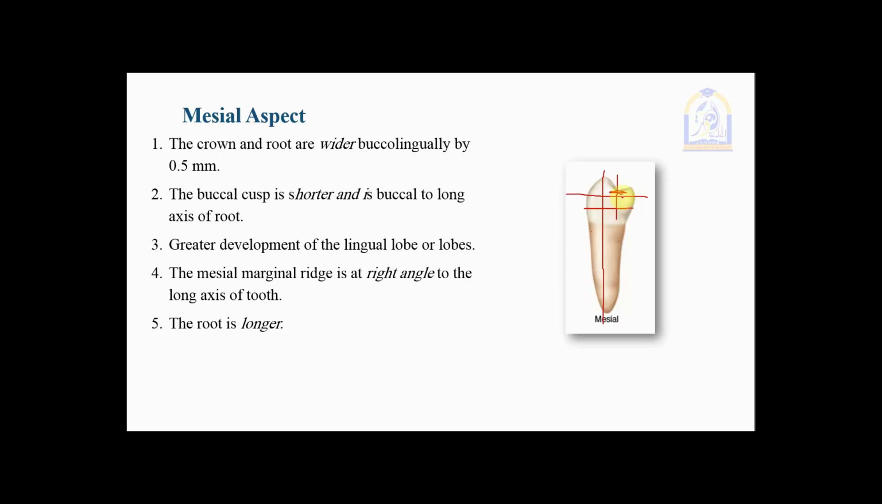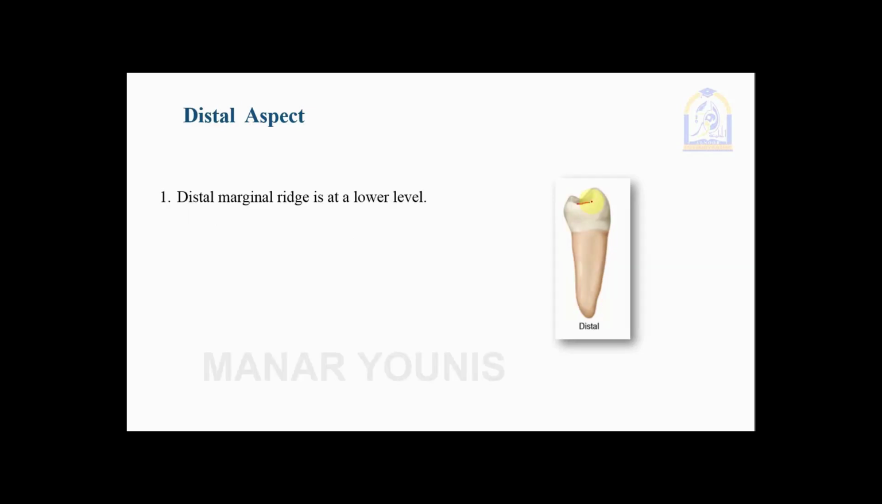Regarding the buccal and lingual crests of contour, the buccal crest of contour is located at the junction between the cervical and middle thirds. It will be located here, while the lingual height of contour is usually located at the junction between the occlusal and middle thirds. So this is the position of the buccal height of contour, and this is the lingual height of contour.